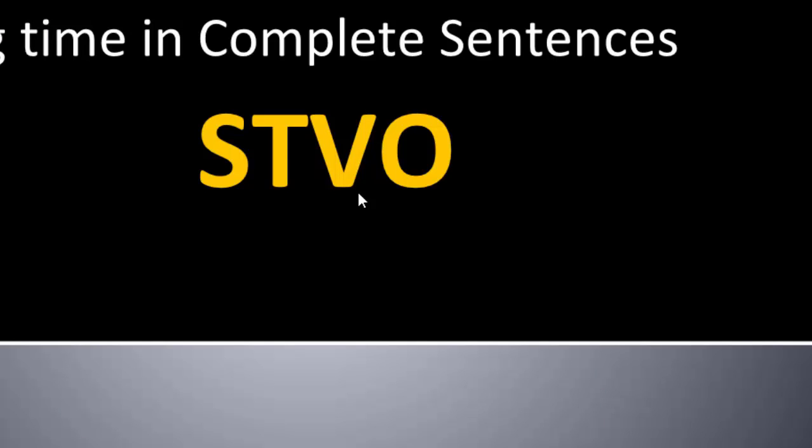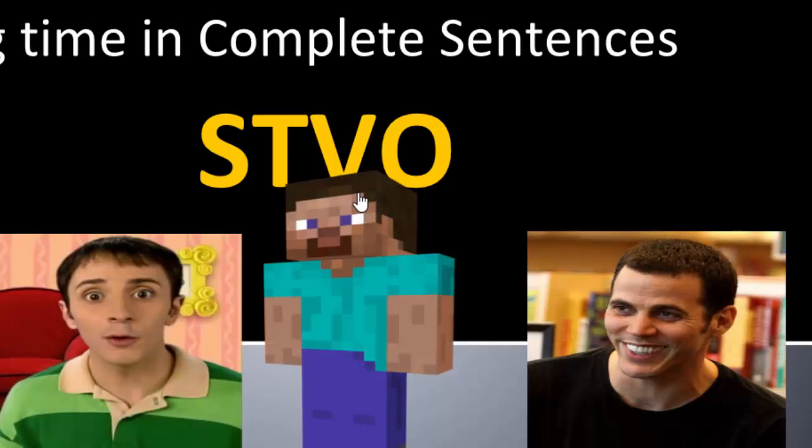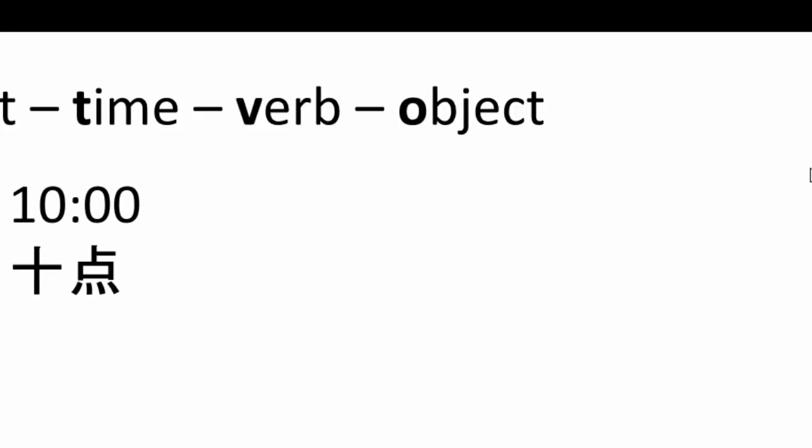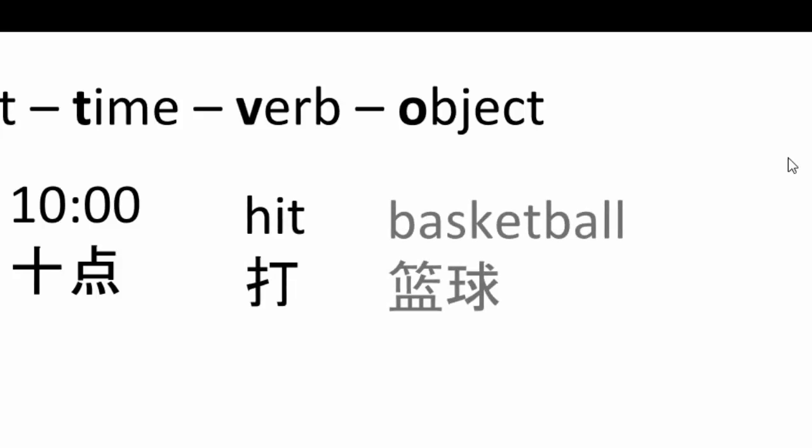When we're using time in sentences, we're going to follow the word order Steve-o. To help you remember this, choose a Steve or a Steve-o, whichever one speaks to you culturally. Steve-o stands for subject, time, verb, object. This is the word order you're going to use in Chinese. So, the subject could be something like I, the time when you do something like 10 o'clock, 10点, the verb could be hit or play, and then basketball with the object. 我10点打篮球. We'll practice this a lot in class.